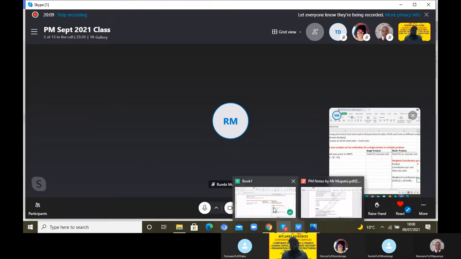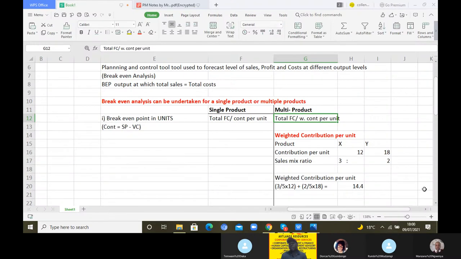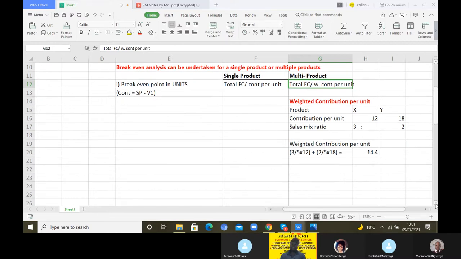Oh, okay, perfect. Someone is getting a screenshot. So there you go. I want to say something very important here. If you are selling a single product, like chicken, and the break-even point is 600, it means you need to sell 600 chickens. But what if you are selling multiple products, product X and product Y, and the answer you get is 700? Now, the question is, it's 700 of which product? You have to ask yourself that question.